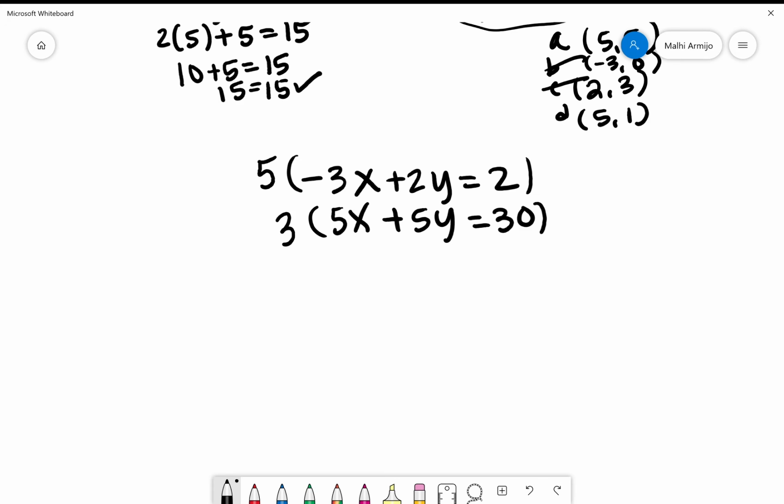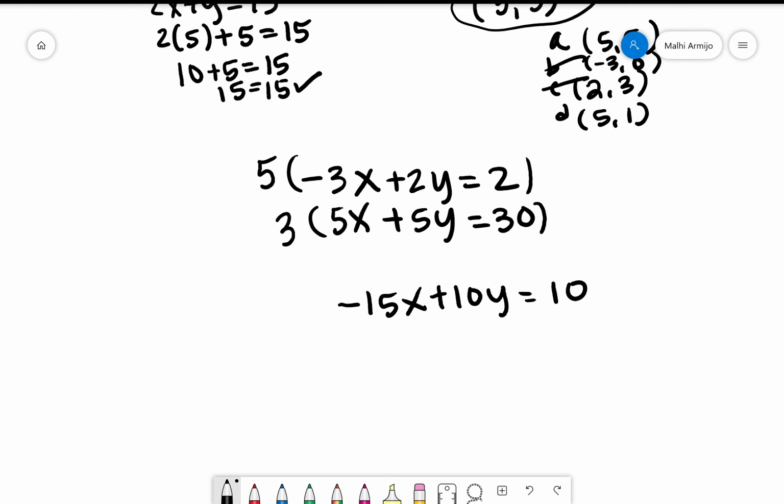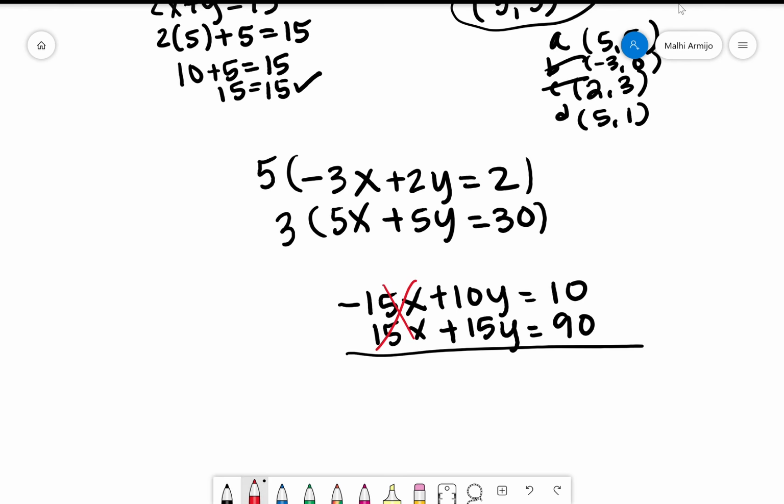Okay, so the first one would have given me negative 15x plus 10y is equal to 10. And the bottom one will give me 15x plus 15y is equal to 90. So what's happening in this case is it's creating an equivalent equation for both of the ones that I start with. All right, I'm going to be able to cancel out the x's.